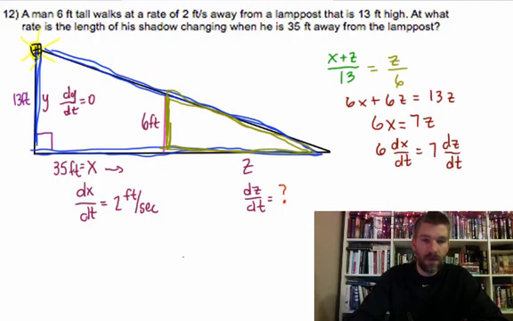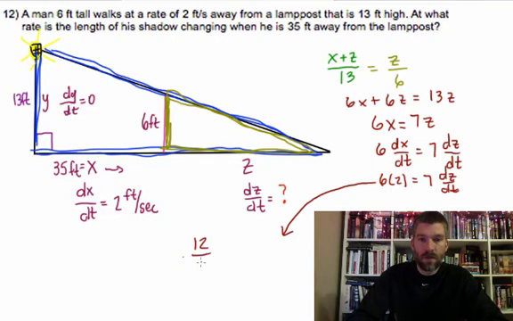And then substitute in our values. So 6 times 2 equals 7 dz/dt. And then divide both sides by 7. And when you do that, you're going to get 12/7 is equal to dz/dt.